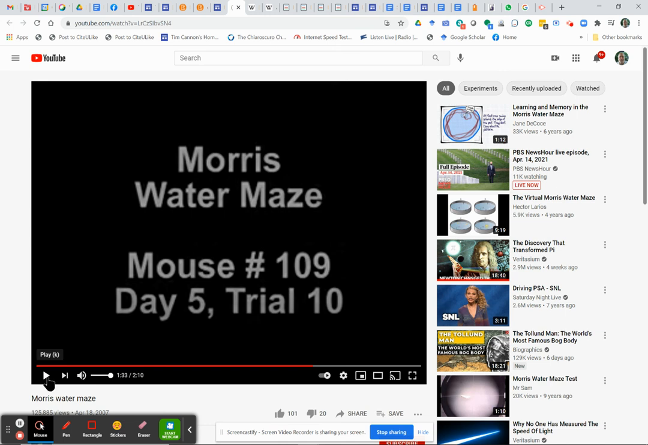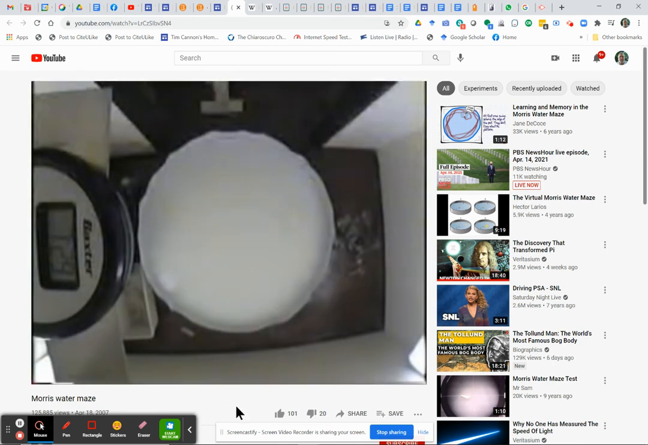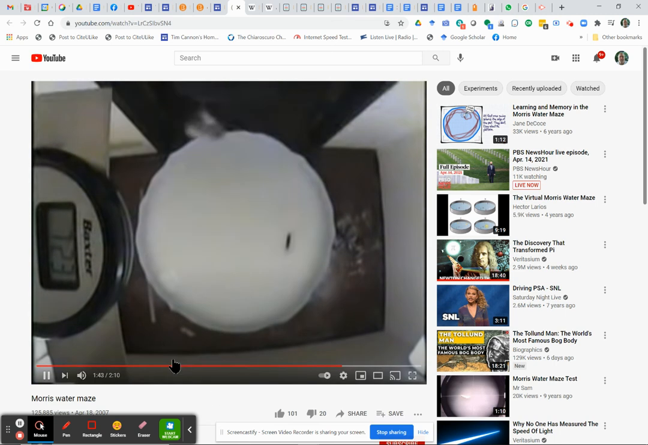So these animals are getting 2 trials a day. This is day 5, so this is a well-trained animal. It does not have a genetic defect and there's no drugs on board. And that's it. The investigator doesn't even really get out of the room. The animal just goes right to the target.